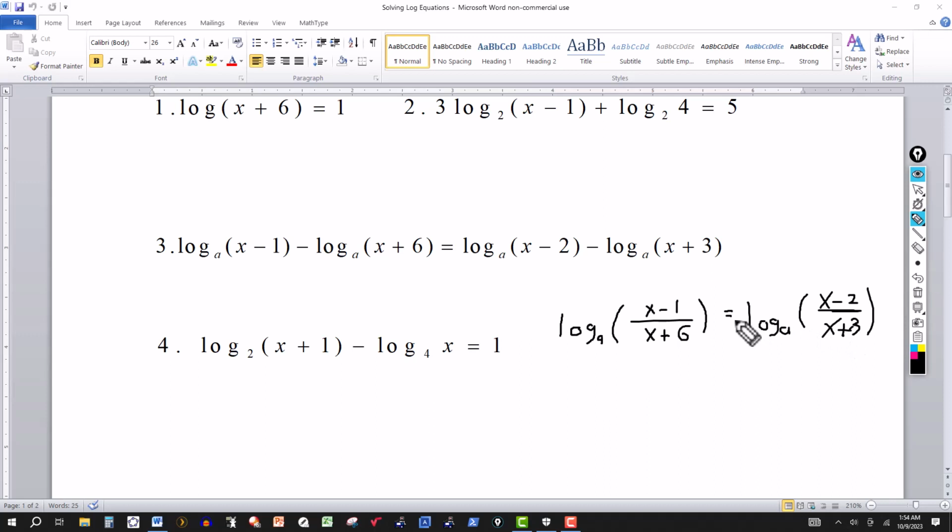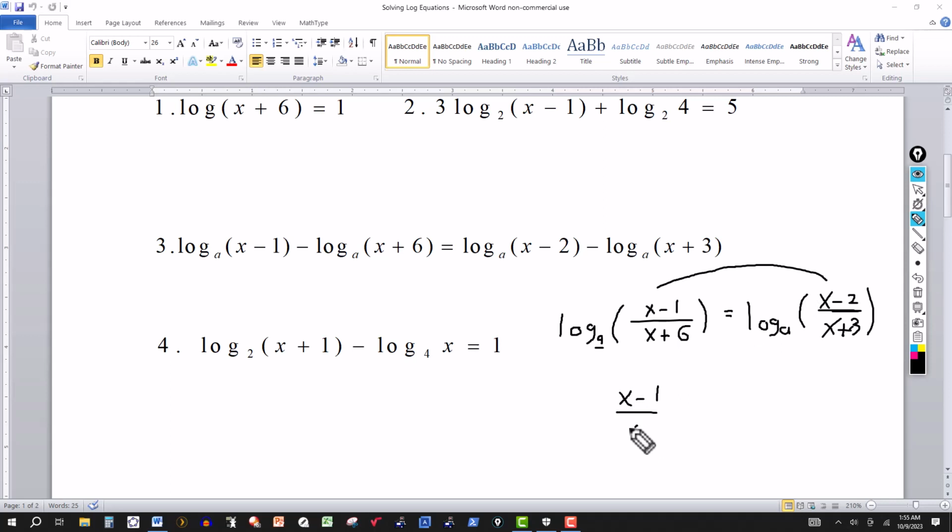Now I could go further and bring this log to the left side and make that a minus, and then I would have the log of this quantity over this quantity, but that gets kind of messy. So if you can, isolate the log on one side and isolate a log on the right side. As long as they have the same base, in this case base a, then this expression in the parentheses here has to equal that expression right there. So you just set those equal, and then it becomes a regular rational equation.